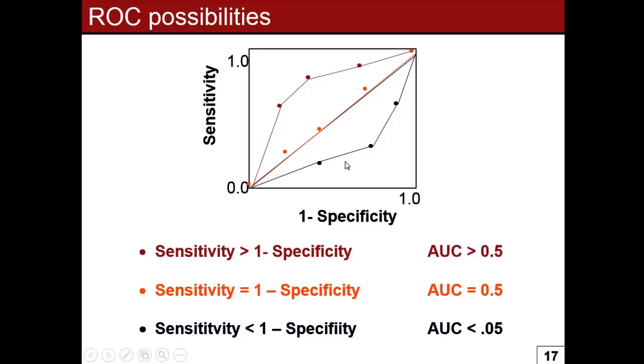And actually, you can get below that. That's really weird, where basically your model is actively giving you wrong answers. It's actually telling you the opposite of the truth, rather than the 0.5 line, which is the coin toss. Above it, it's doing the right thing on average, and below it, it's like you have a sinister model that always gives you the opposite of what you want. In practice, we don't see that, frankly.